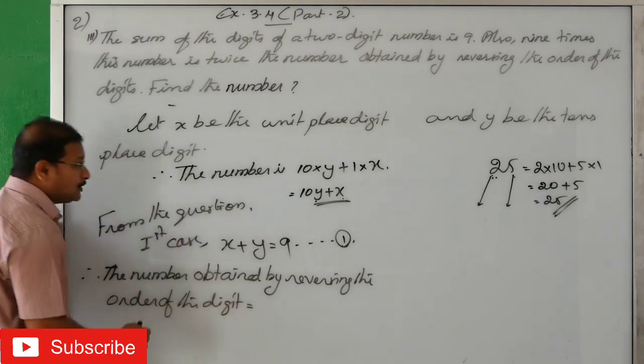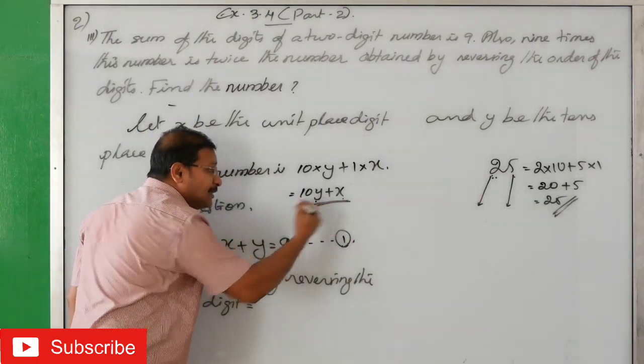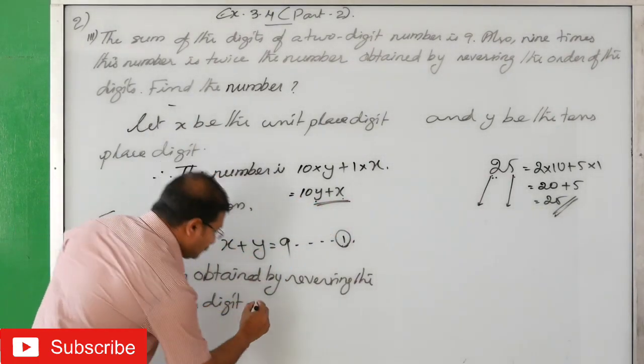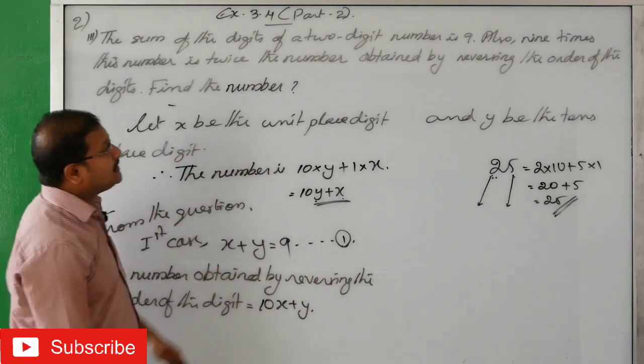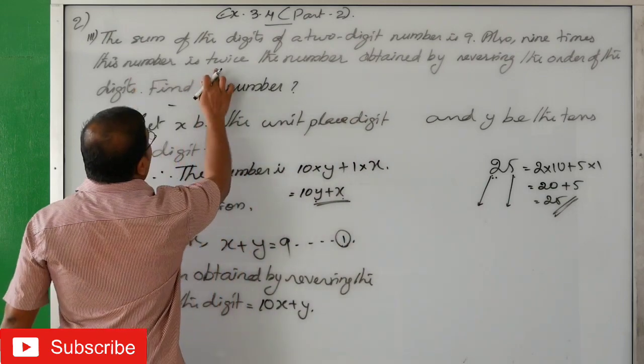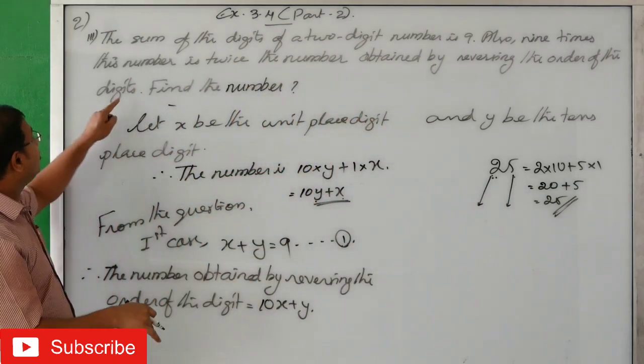Digit equals, actually the number is 10y plus x. If you reverse the order of the digits, what do you write? 10x plus y. Now check the condition: 9 times the number is twice the number obtained by reversing the order of the digits.